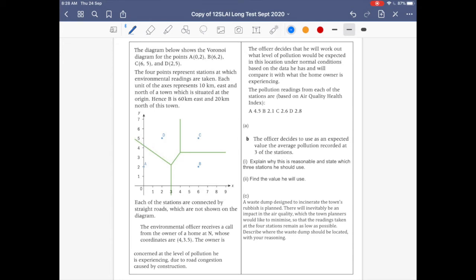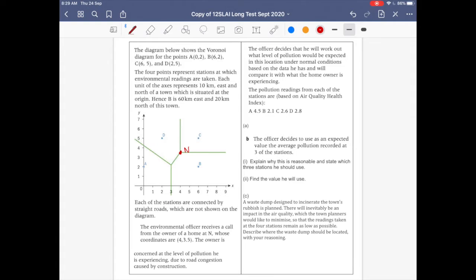Okay, so this question is the Voronoi diagram, and you've got points A, B, C and D labelled on your graph, and they're 4 points that represent the stations where environmental readings are taken. And the environmental officer gets a call from a homeowner who's at N, which is (4, 3.5). So (4, 3.5) is this position here. So this is homeowner N.